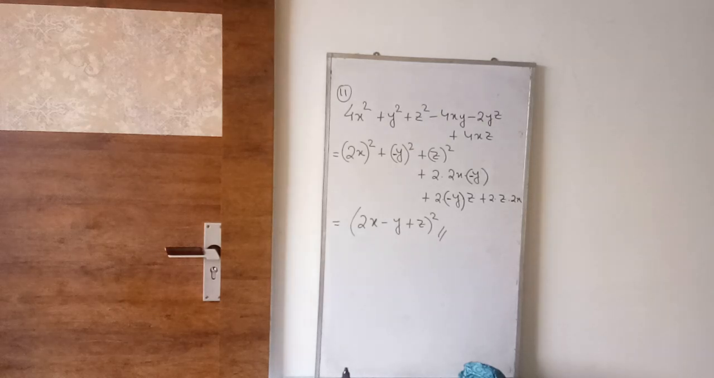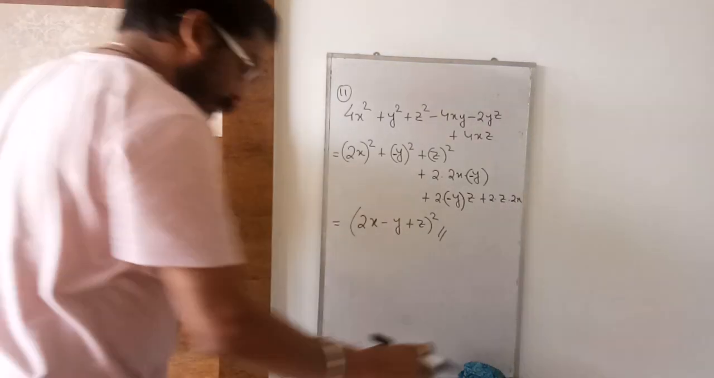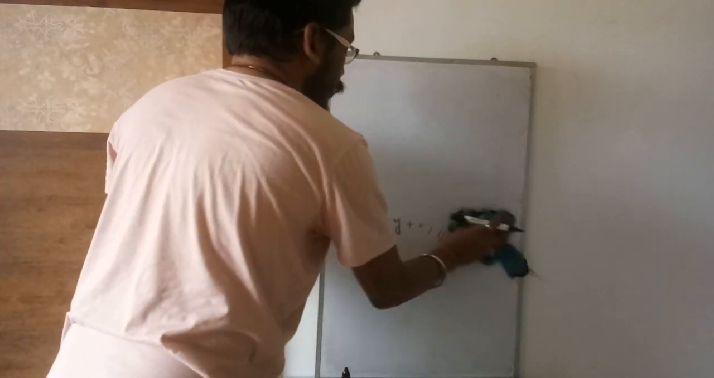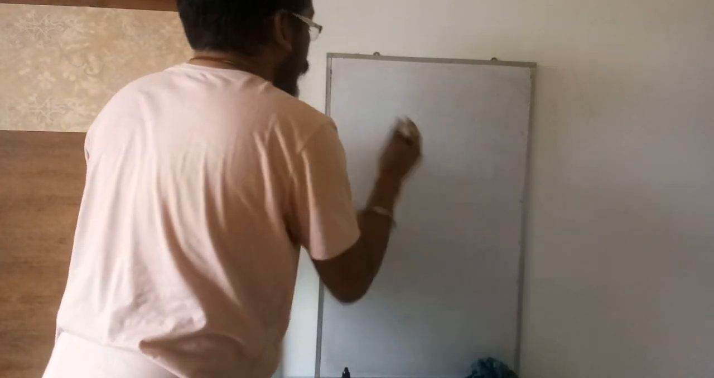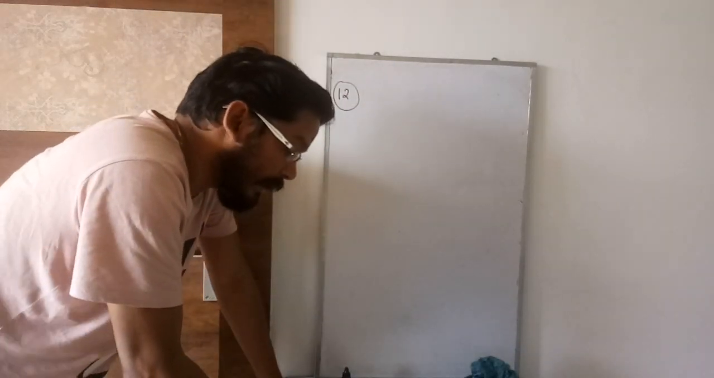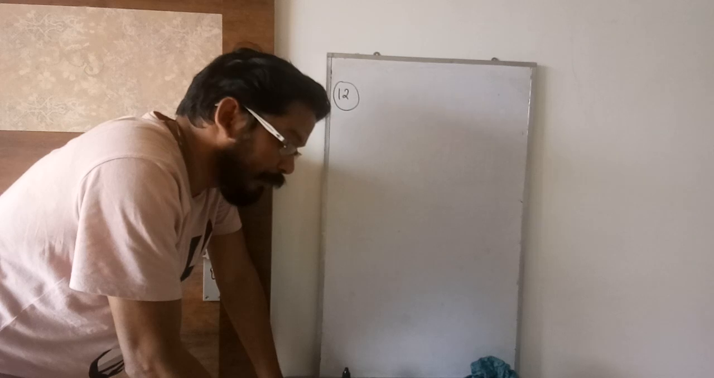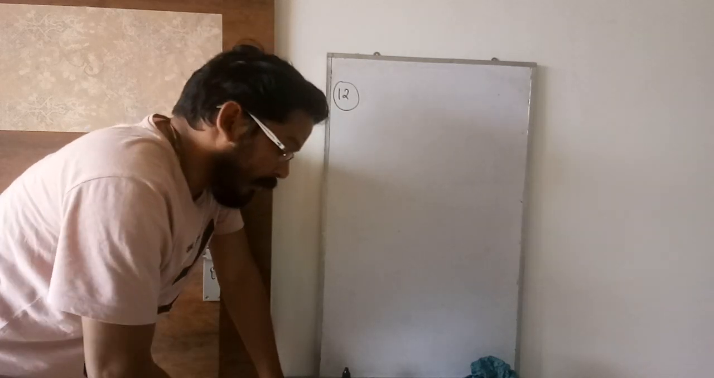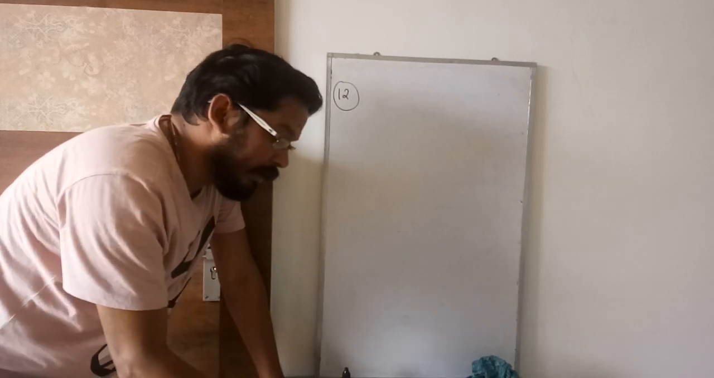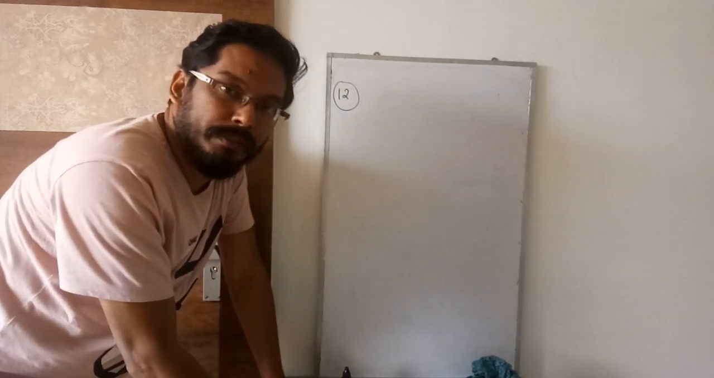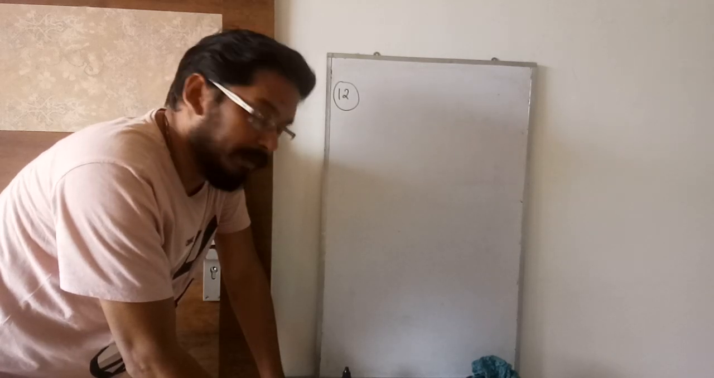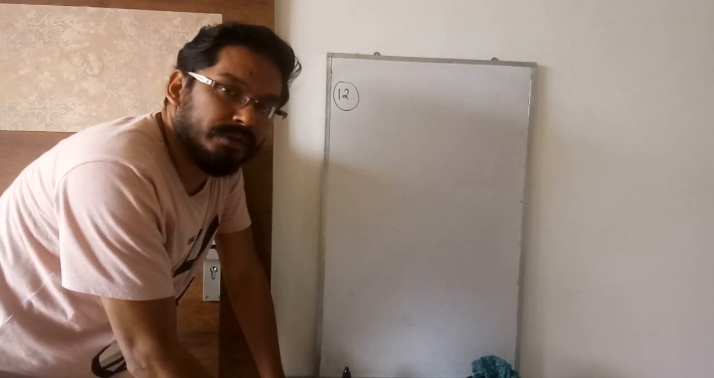Clear? Now question number 12. When you come to question number 12, what did they say? Check whether 3x plus 7 is a factor of 3x cube plus 7x. So the left part is written by mistake. It was: check whether 3x plus 7 is a factor of 3x cube plus 7x. So 3x plus 7 is a factor or not.